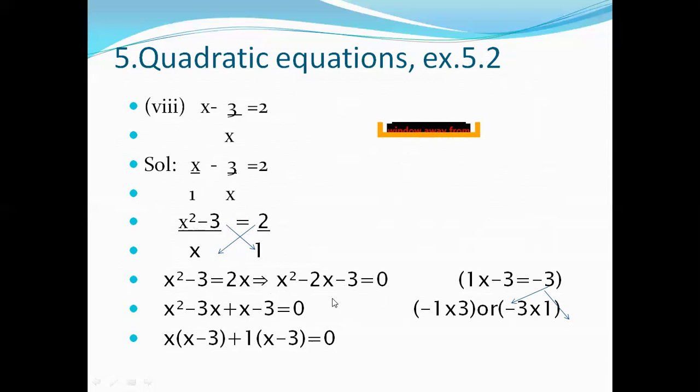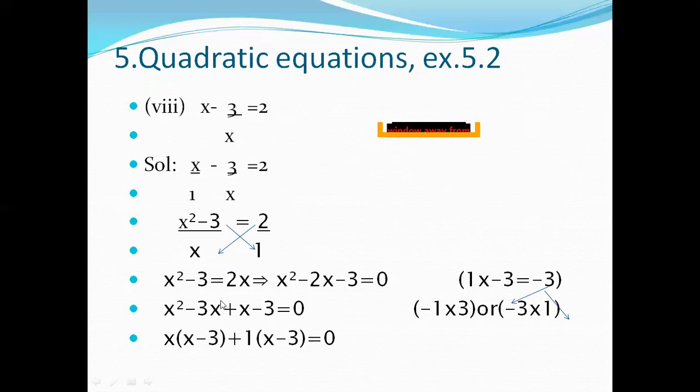Again, to factorize this by splitting the middle term, the coefficient of x square is 1 and the last term is minus 3. So 1 into minus 3, the product is minus 3. And what is the middle term here? Minus 2. So to get minus 2, the product minus 3, how many ways can we write? Only 2 ways: minus 1 into 3 or minus 3 into 1. If you take minus 1 plus 3, the result is plus 2. But here minus 2 is there. So you must consider minus 3 plus 1.